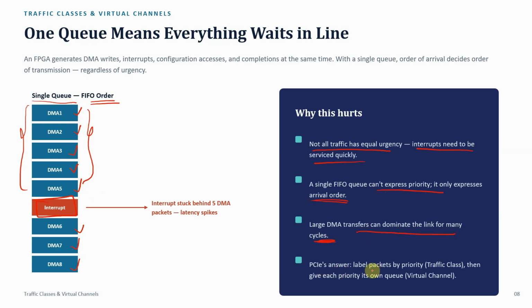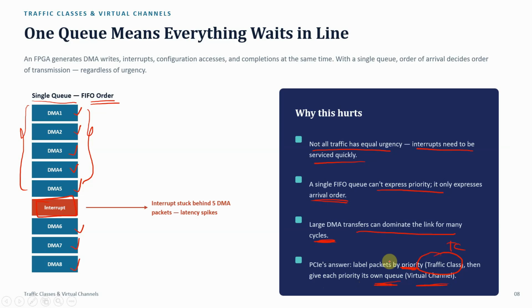So what is PCIe's answer? Due to a single queue, urgent interrupts will be stuck behind the earlier DMA transactions and all. It is going to wait for so many cycles. So what PCIe does is label the packets by priority, which is known as traffic class, TC. Each packet will be labeled with its own number, which is nothing but the traffic class number. Then it gives each priority its own queue, which is nothing but the virtual channel.